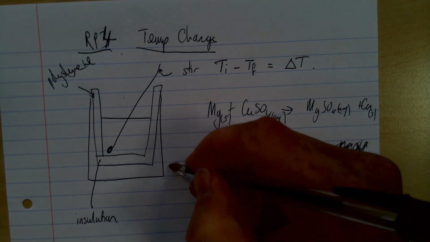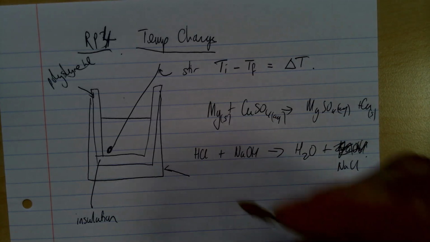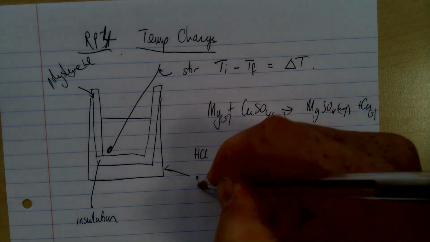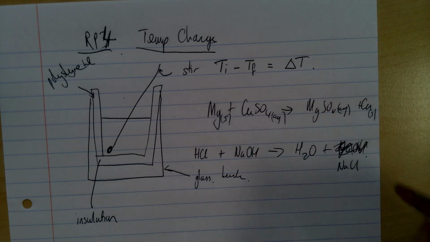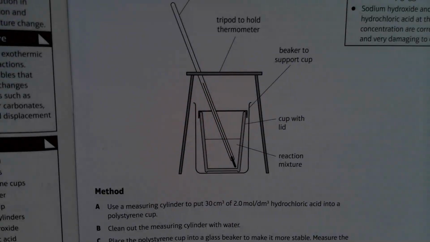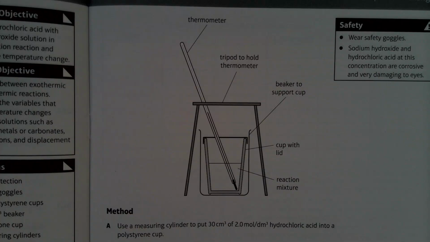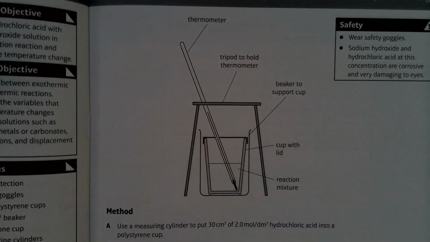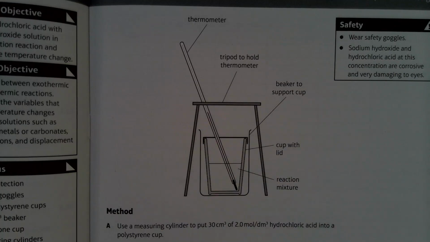Why are we putting it inside a glass beaker? Well, that's to stop it tipping over. That's to stop it falling over. So we've got a glass beaker there. You might see there's a picture from a textbook here. You might sometimes see it like that, where instead of holding the thermometer, they've held the thermometer up by stacking it inside a tripod. That's another way of doing it that can work quite nicely.